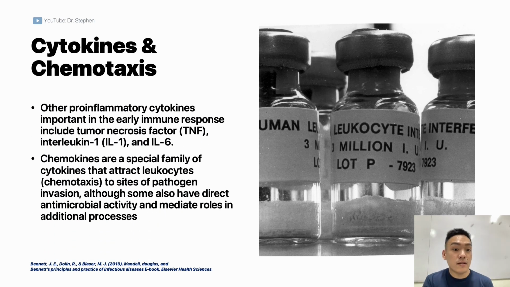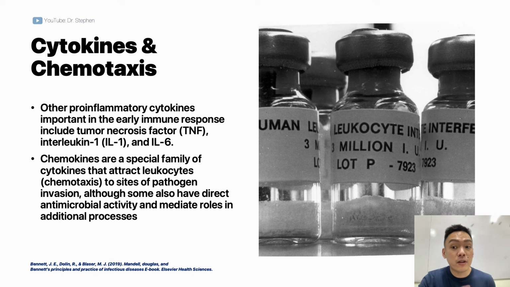Other inflammatory cytokines are very important in early immune responses, including tumor necrosis factor and interleukins IL-1 and IL-6. Chemokines, on the other hand, are a special family of cytokines that attract leukocytes through chemotaxis to sites of pathogen invasion, and although some also have direct antimicrobial activity, they mediate roles in additional processes.